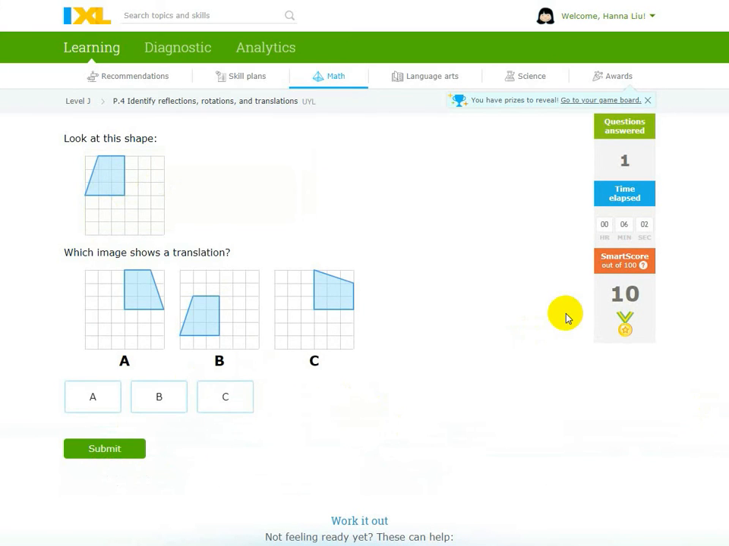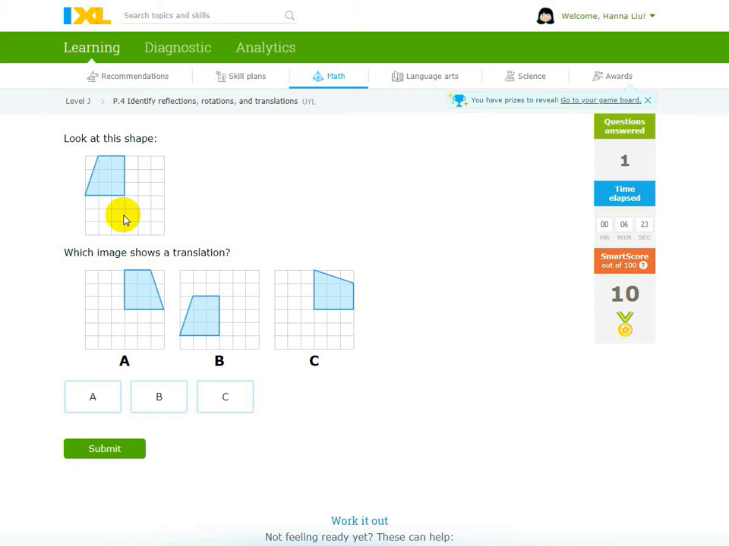Now, our second question, it tells us to look at this shape, which is over here, and asks us which image shows a translation. So once again, a translation is a transformation where the figure does not change, instead it slides to different coordinates on the graph.